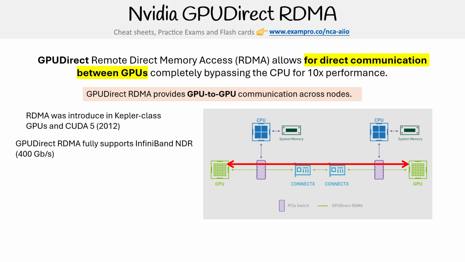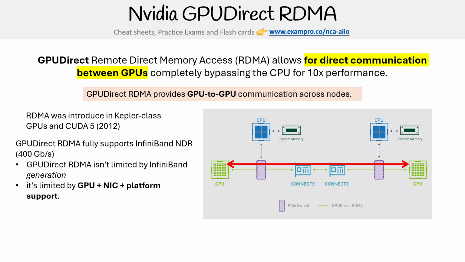And just remember that there's different cables and different speeds. There's 200, and there's 400. And so GPUDirect RDMA supports 400. And remember, H100s, I believe, can support NDR 400s, right? If you have the not as good cables, then they're not going to go as fast. GPUDirect RDMA isn't limited by InfiniBand generations. So that's good, because it sounds like if there are new generations coming out, we could have more options down the road. It's limited by GPU and NIC platform support. Okay, so it's a combination of things that tell you the limitation.